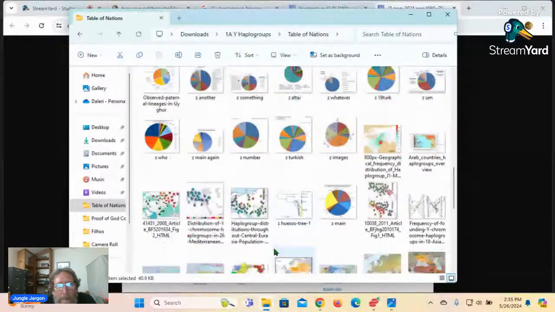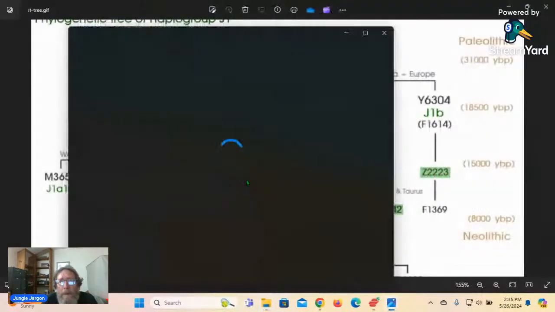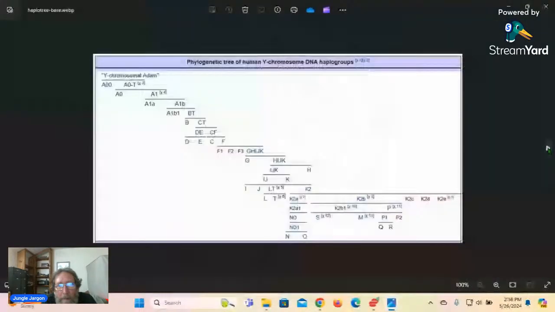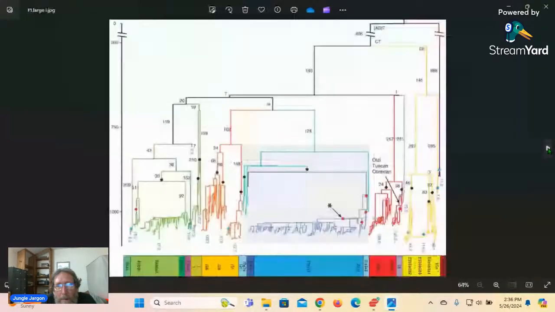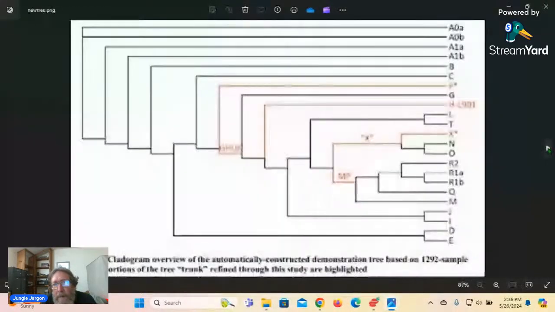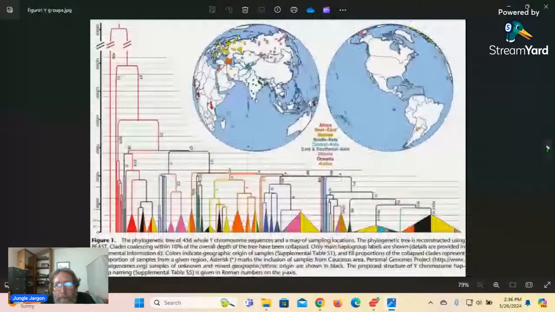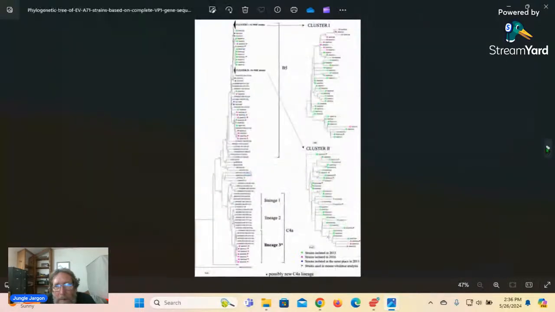Let me just go ahead and go through here. Boom. So Balkan Turk. Well, I don't know the filing system the way this is. I don't know why it does this. Anyways, I'm looking for the Iranian or the Persian people. I have to go through all this to get to the pie chart, but it should have started right out with the pie charts. But maybe I'll get to it someday.